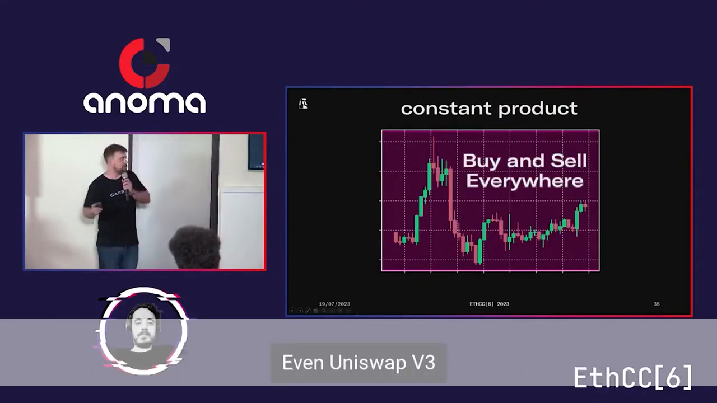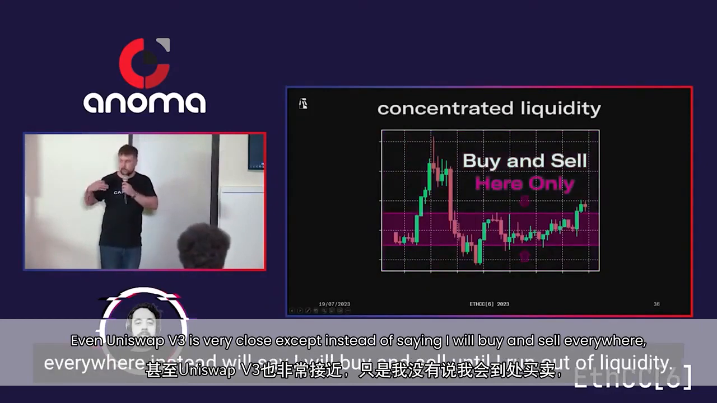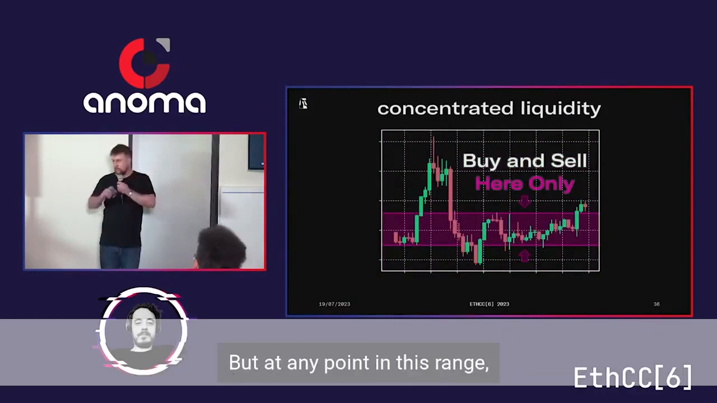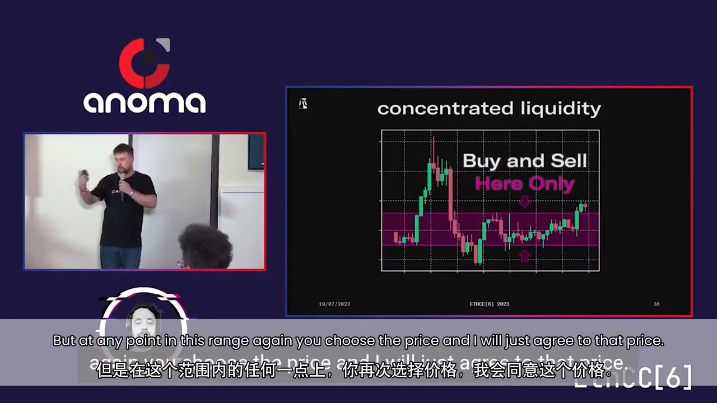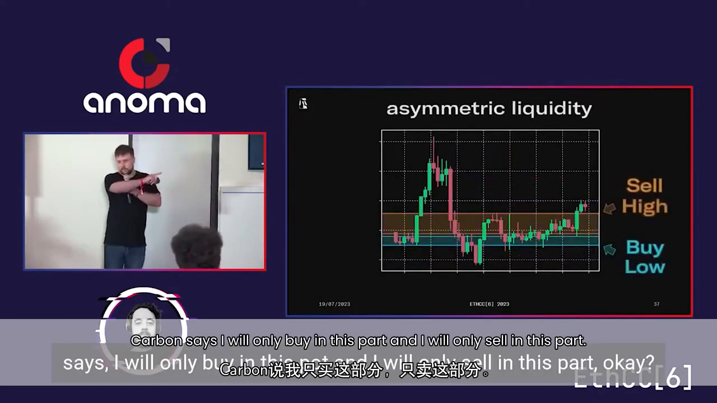That's an AMM. Even Uniswap v3 is very close, except instead of saying I will buy and sell everywhere, instead we'll say I will buy and sell until I run out of liquidity. But at any point in this range, again, you choose the price and I will just agree to that price. Carbon is different. Carbon says I will only buy in this part and I will only sell in this part.